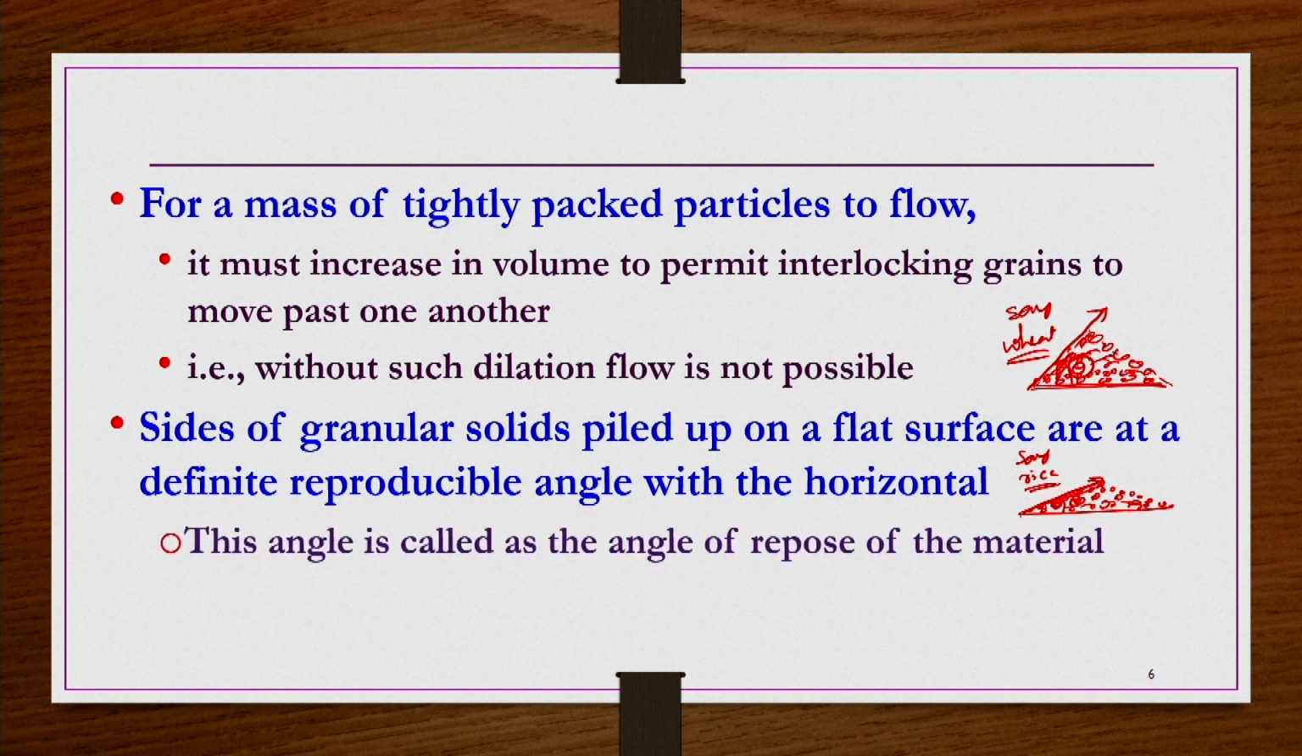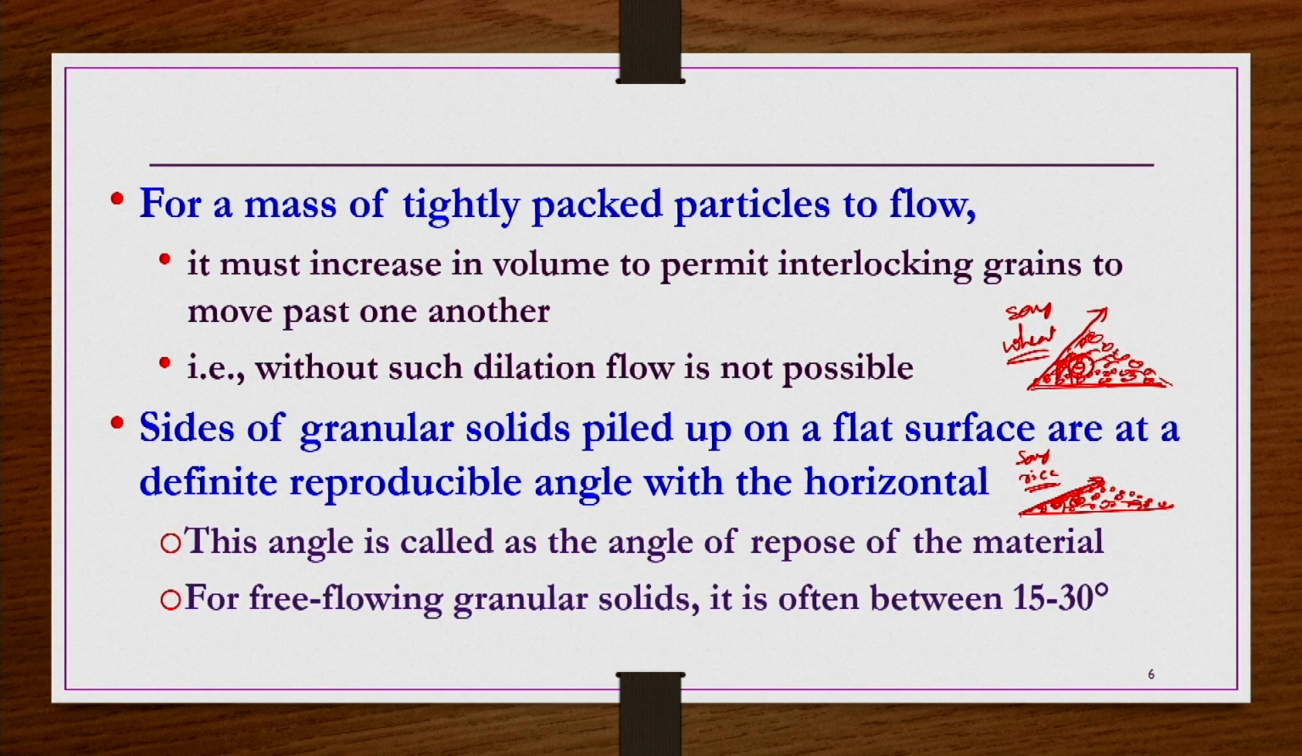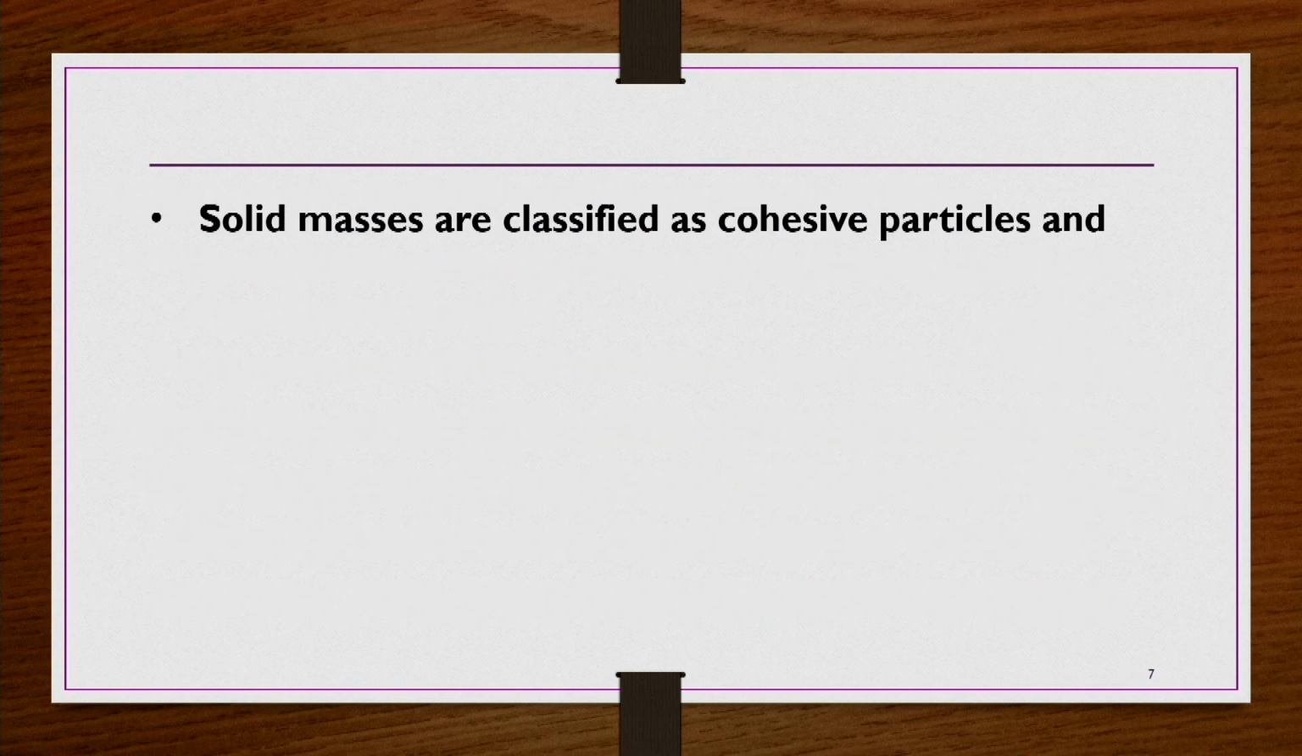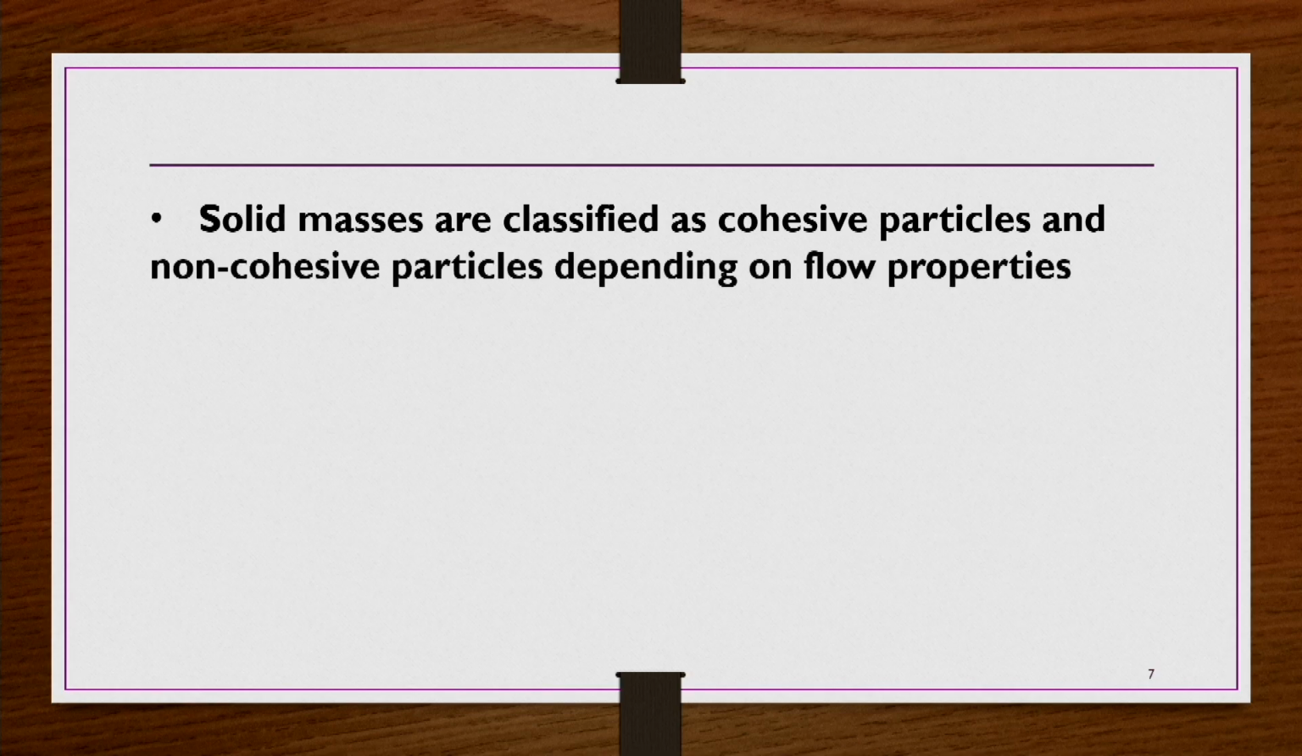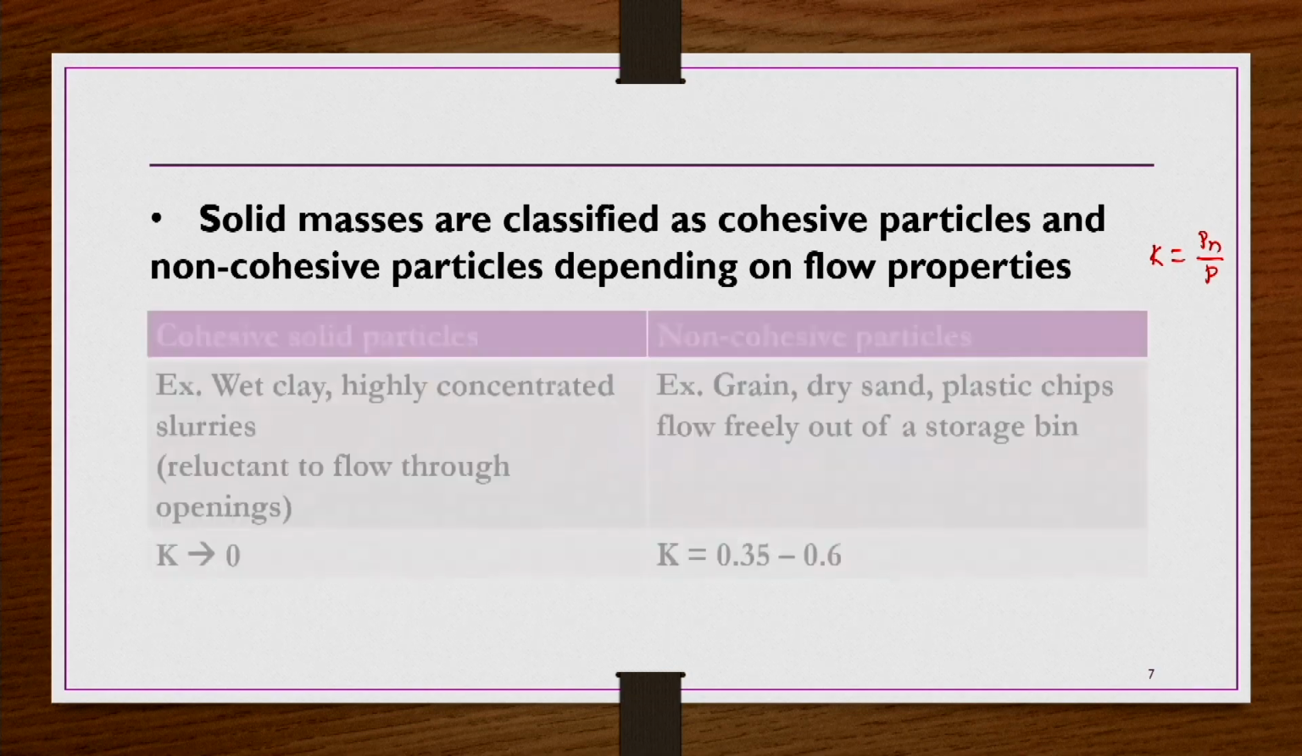So, this angle is called the angle of repose of the material, and for free flowing granular solids it is often 15 to 30 degrees. Solid masses are classified as cohesive and non-cohesive particles depending on the flow properties, depending on these K values that we have seen. K is nothing but the ratio between the normal pressure and the applied pressure. Based on that, we can define solid masses as cohesive particles and non-cohesive particles depending on the flow properties.